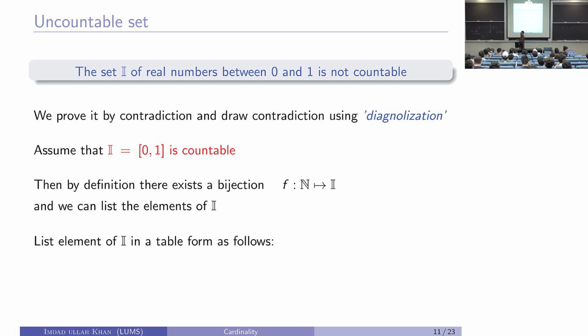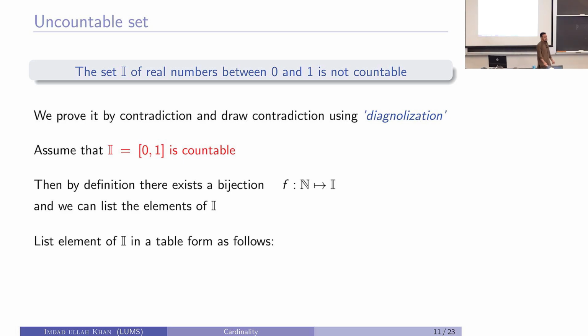So for the sake of contradiction, assume it is countable and substitute the definition of countability. If the set I is countable, that means there is a bijective function between the natural numbers N and the set I. Countability means we can count them, we can list them, we can start printing them, right? Because we have assumed that it is countable, let's start writing them. What is f of 1? What is f of 2? What is f of 3? So start listing them, right?